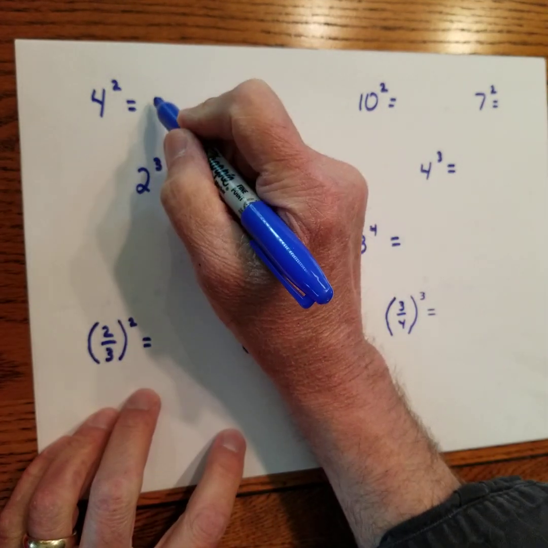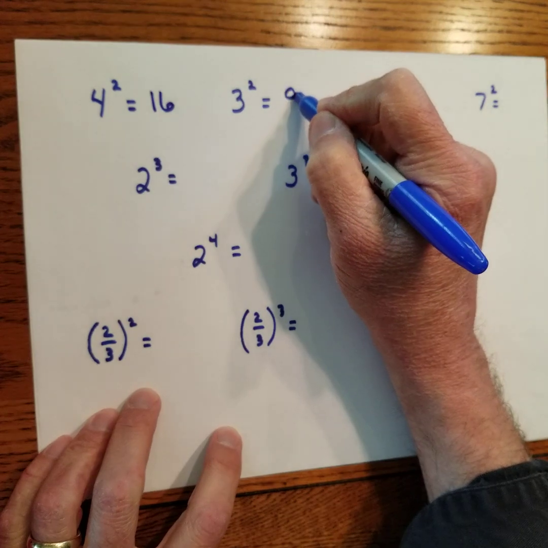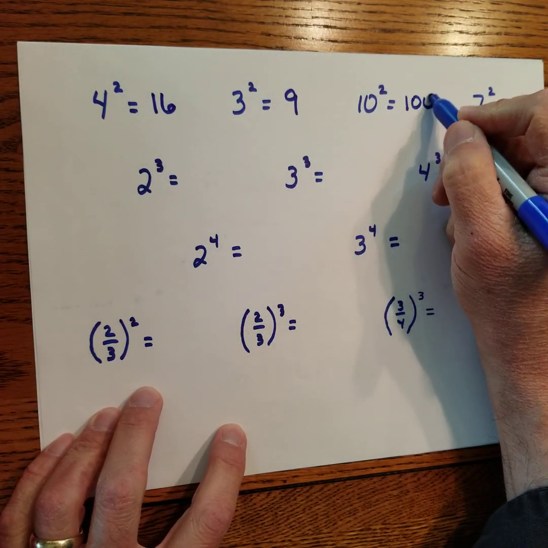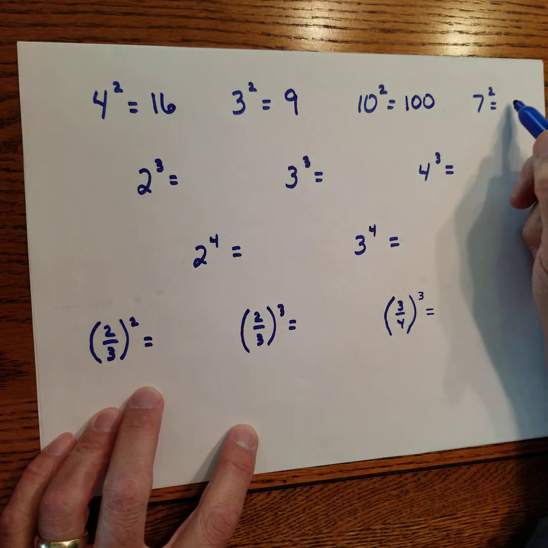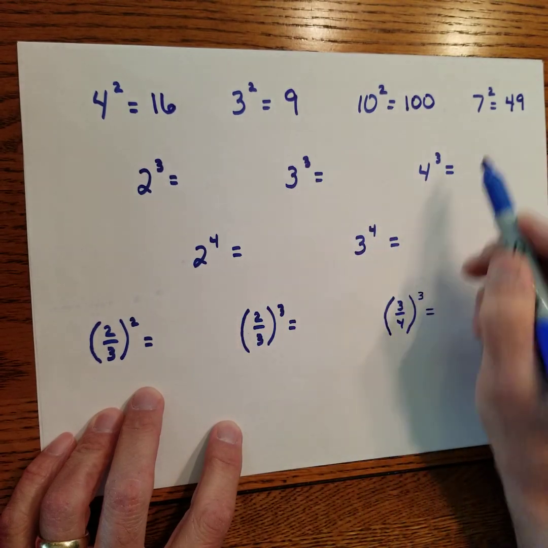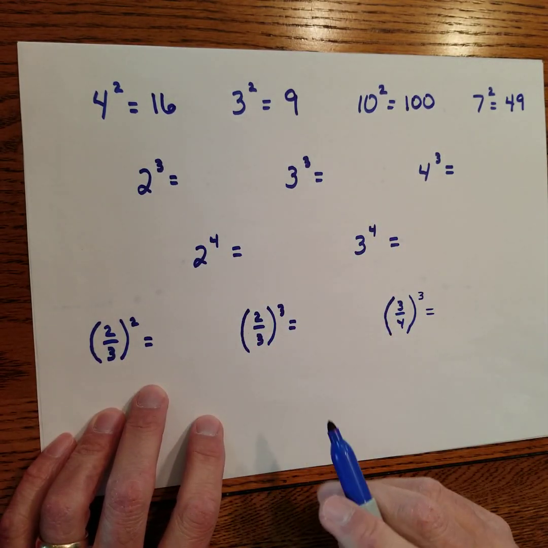Of course, 4 squared just means 4 times 4. 3 squared is 9. 10 times 10, 100. And 7 squared is 49. Most of us are very good with second powers. Do you know your third powers in your head?